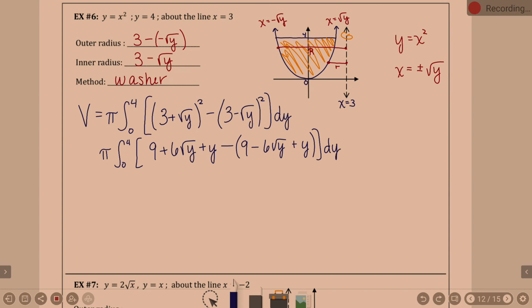I'm going to do one more cleanup. Pi times the integral from 0 to 4. Okay, 9 minus 9, 0, gone. 6 square root of y minus negative 6 square root of y is going to be plus 12 square root of y, or 12y to the 1/2, because I'm getting ready for my next step. Y minus y cancels. Did that really clean up to just be that? It did. Nice. Okay.